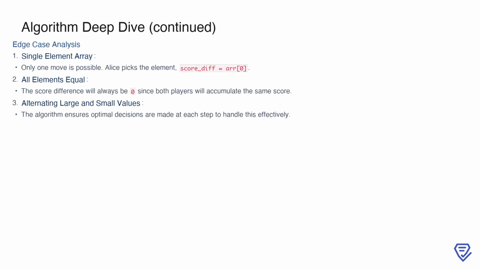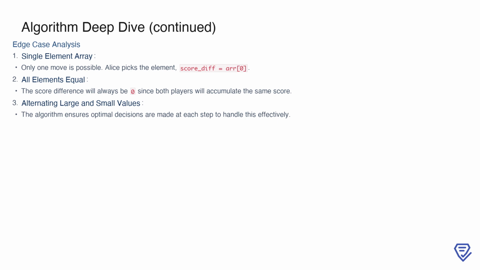Finally, let's consider some edge cases to ensure the algorithm handles all scenarios effectively. If the array has only one element, there is only one possible move, Alice picks the element, and the score difference equals the value of that element. For an array where all elements are equal, the score difference will always be 0, as both players will accumulate the same total score regardless of their choices.